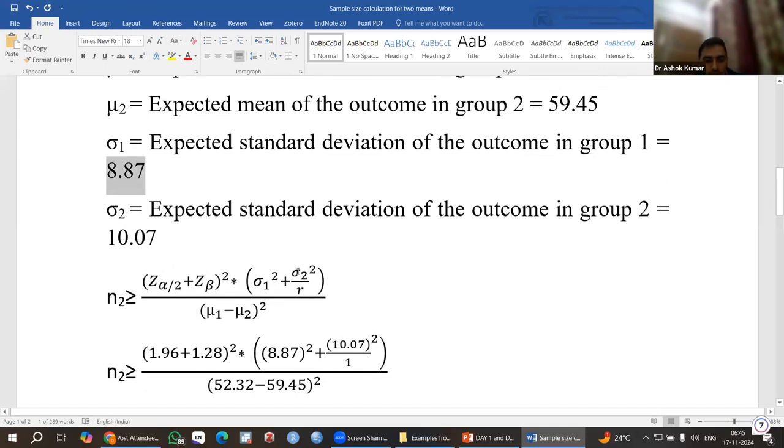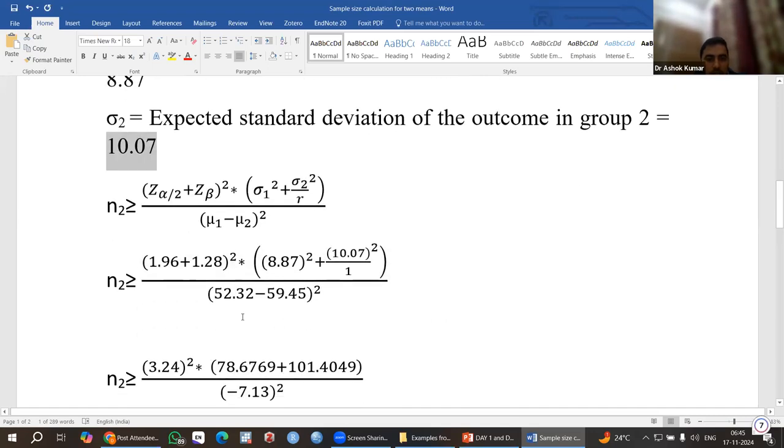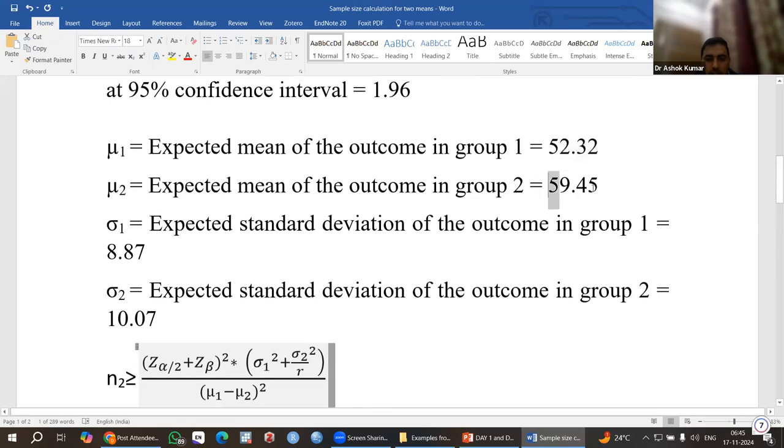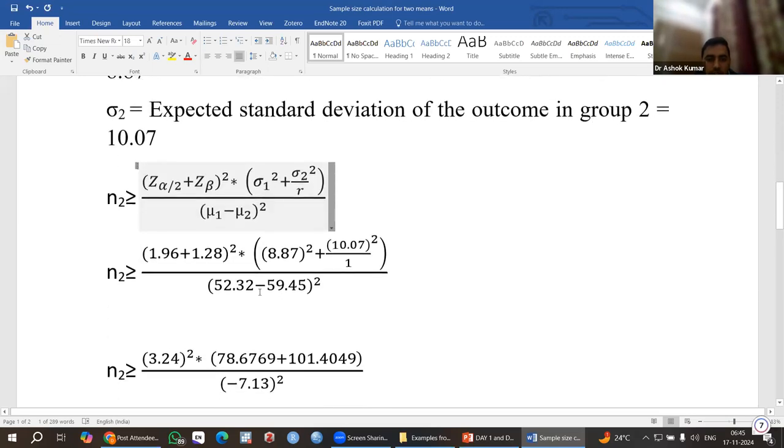this is sigma 2. You can see here, sigma 2 is 10.07, divided by 1. Then this is mu 1, 52.32, and this is mu 2, 59.45. You can see here we have written all the things.